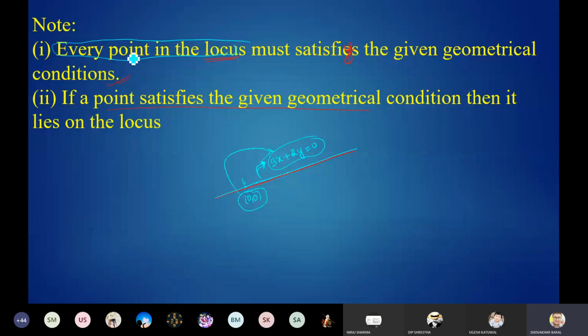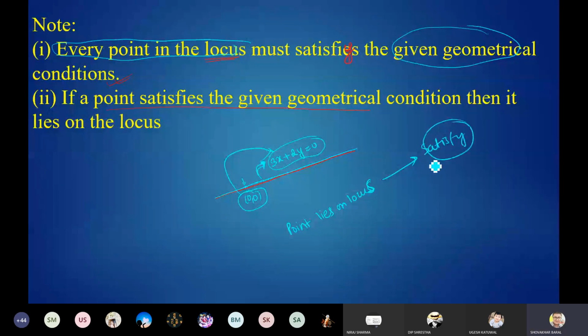If this point lies on the locus, it must satisfy the given geometrical condition. If the point lies on the locus, then it satisfies the condition. Now what does it mean by satisfying the given geometrical condition? Let me check. If the point satisfies the given geometrical condition, then it means that when you replace the values of x and y in this equation, the LHS and the RHS of the equation will be the same.